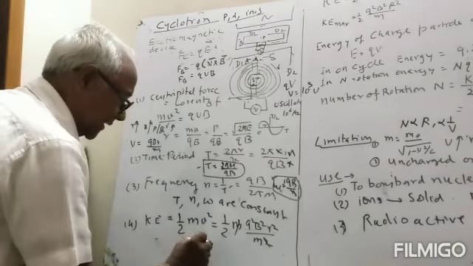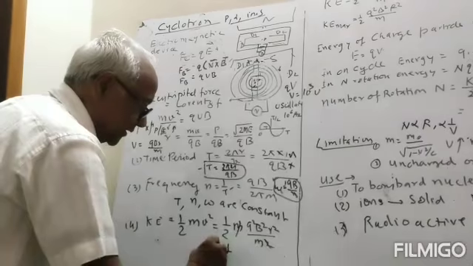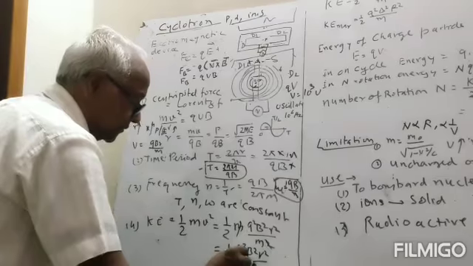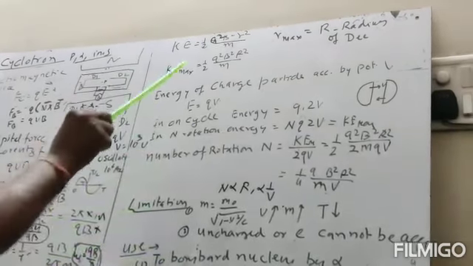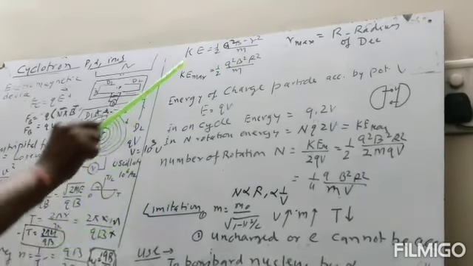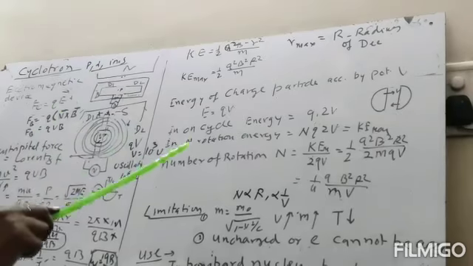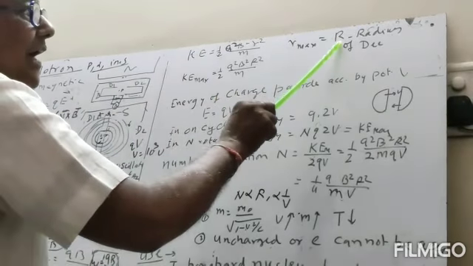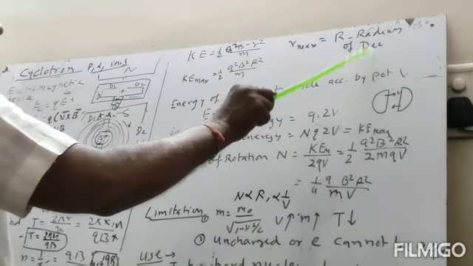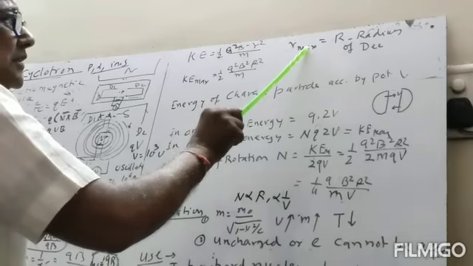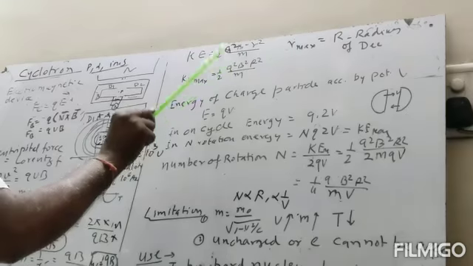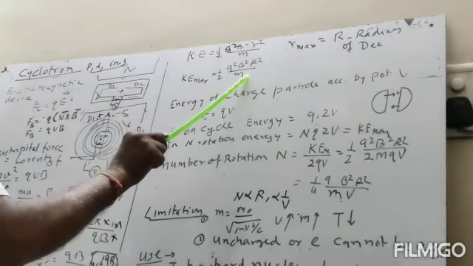So this kinetic energy will be equal to 1/2 q² B² r² / m. Now r is the radius of the path. The maximum radius of the path will be equal to capital R, which is the radius of the D. This means the D's maximum radius will be the maximum r. So the maximum kinetic energy will be equal to 1/2 q² B² R² / m.